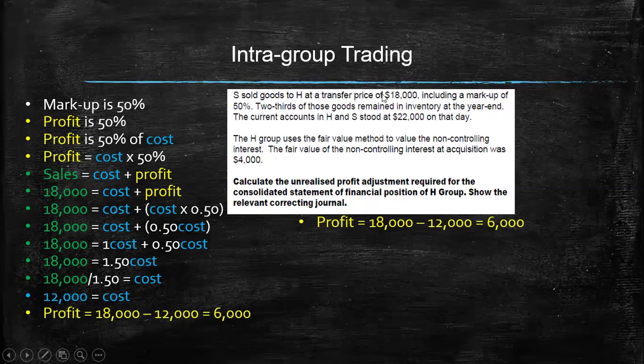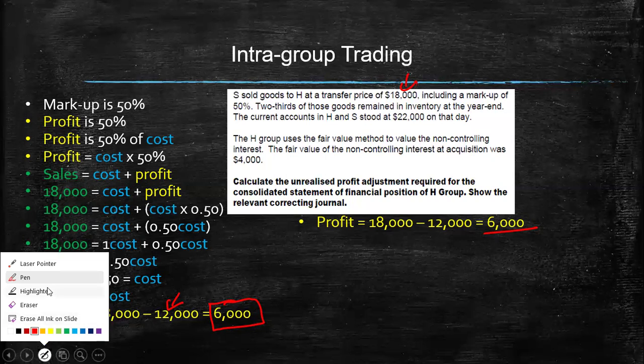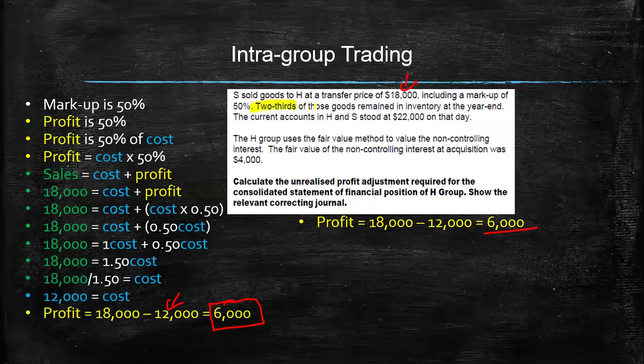The selling price here is given as 18,000. The cost we have found to be 12,000, and therefore the profit made on these goods by the subsidiary is $6,000. Now this is the profit made on the goods when they were first sold. Now they're telling us that by the end of the year, two-thirds of these goods remain in inventory, and therefore two-thirds of this unrealized profit is still remaining in inventory.